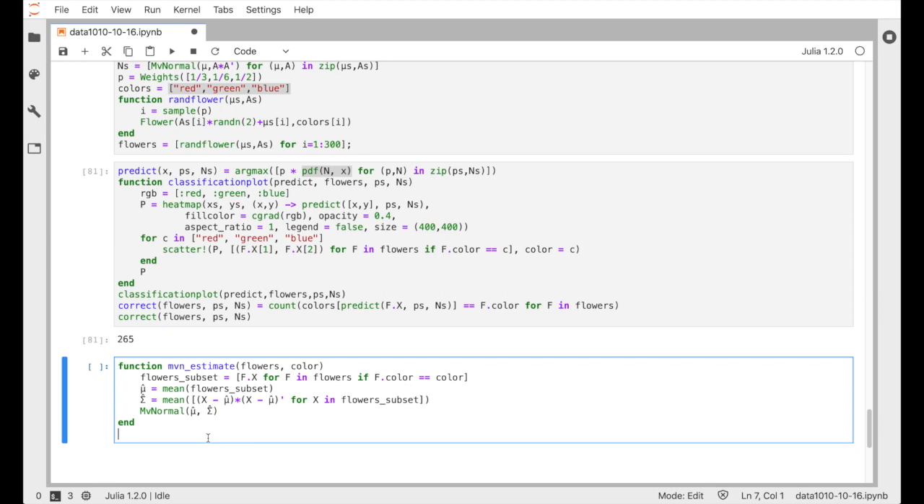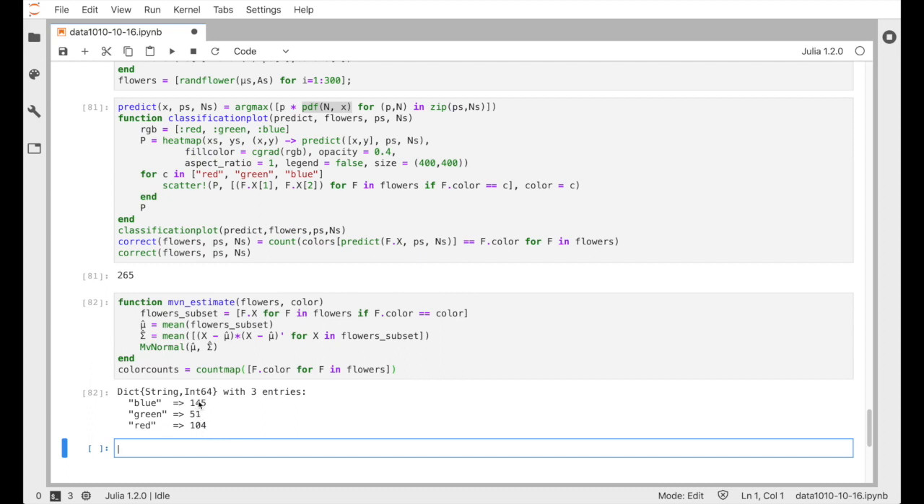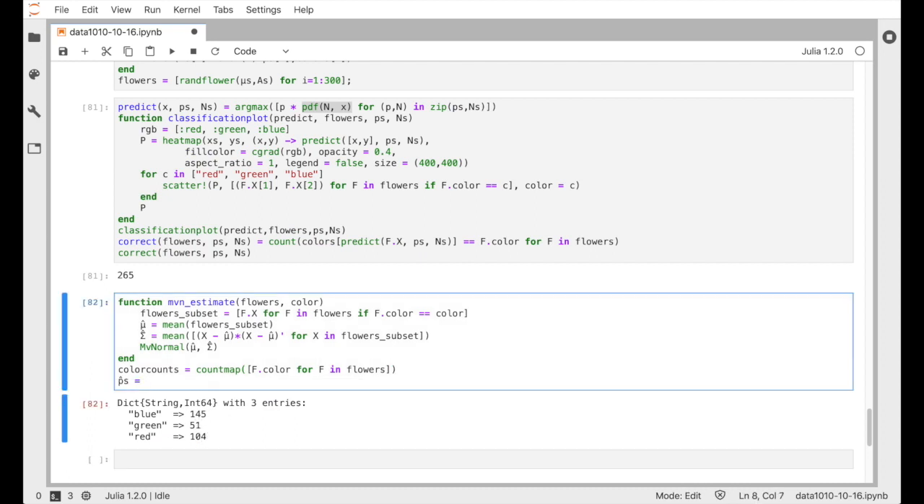So in the same way that we have to estimate the density, we also have to estimate the proportions. And we'll just do that in the straightforward way of counting how many reds, greens, and blues we observe in our data set and using those as estimates. So we'll just extract our colors across our data set and then count map that. So that's doing a tally. So we'll get 145 blues, 51 greens, and 104 reds in this case. And then we'll estimate our proportions just based on that.